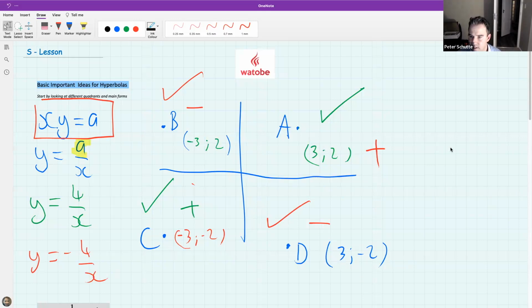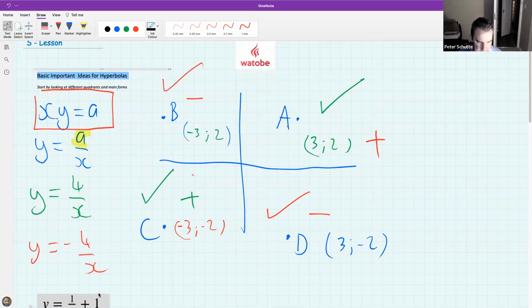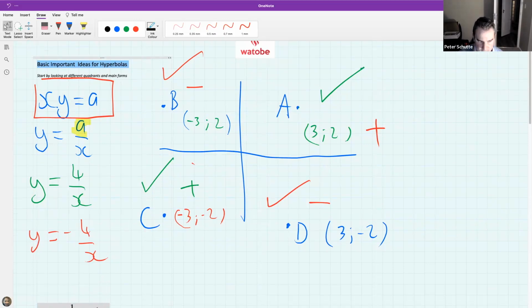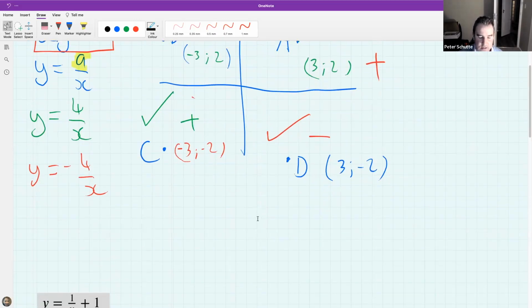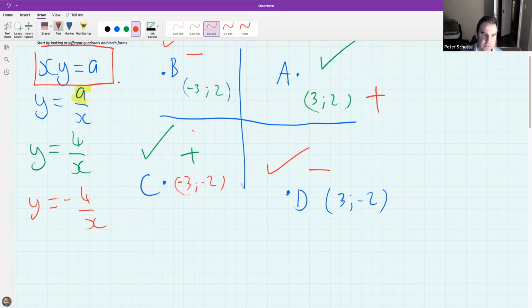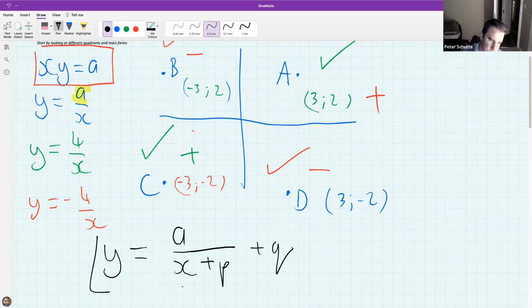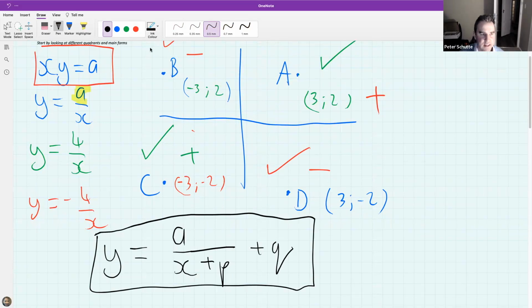Okay, fantastic. So the basic ideas are in place for hyperbolas. Now, the other thing we need to know about is the standard form of a hyperbola. Now, the standard form of a hyperbola isn't just a over x. We also have a plus p and a plus q. Now, what do you think the plus p does to my basic hyperbola?